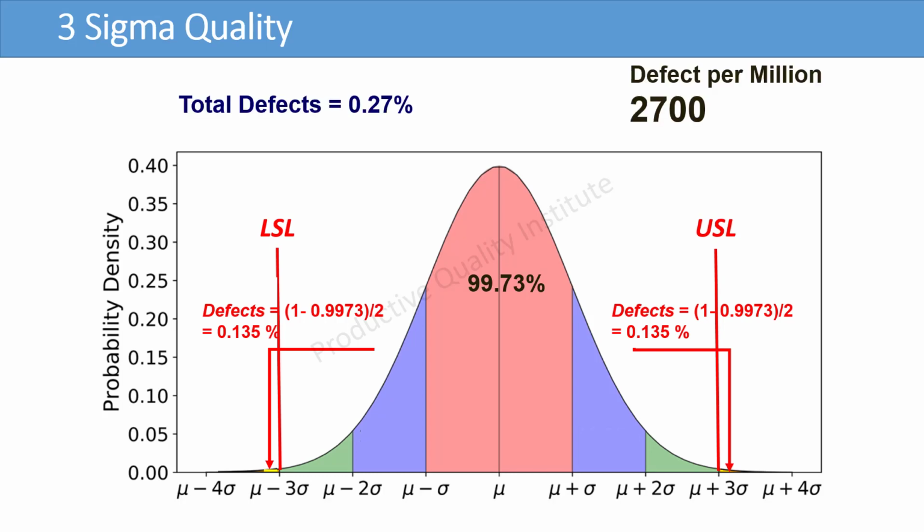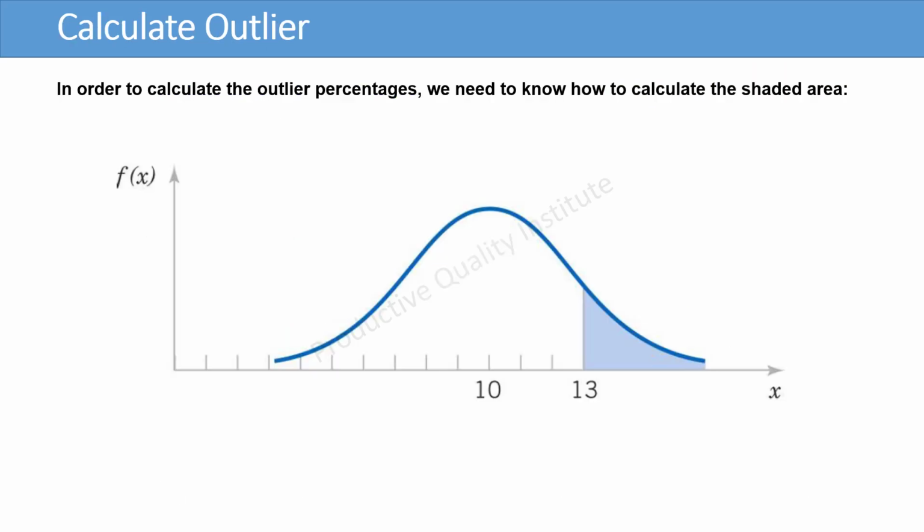Total defects is equal to 0.27%. In other words, number of defects per million opportunities, or produced items, is 2,700. In order to calculate the outlier percentages, we need to know how to calculate the shaded area. We will learn how to do that manually, using Excel, using Sigma Excel, and using Minitab.